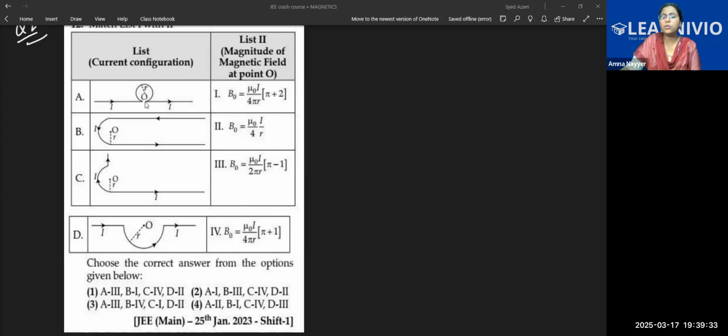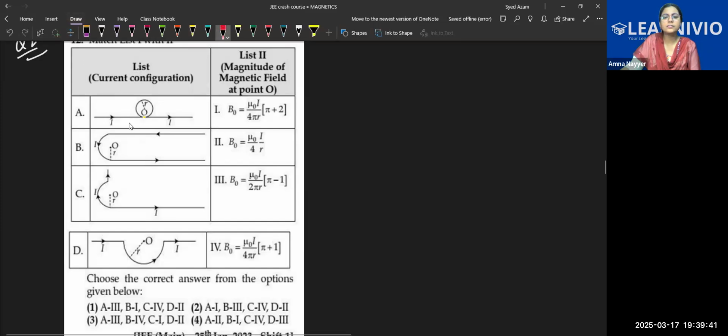See, at the point O, you have to calculate, right? Look at this point. Due to these wires, the field won't be there. It will be 0 because this point is lying on the axis. So, no, this is not on the axis, this is at the center of a circle.